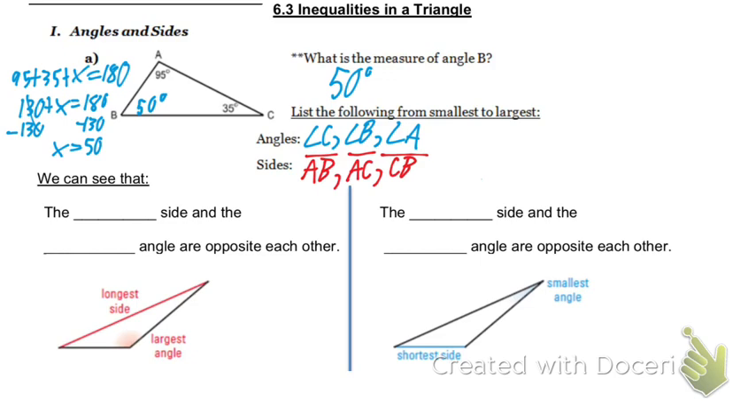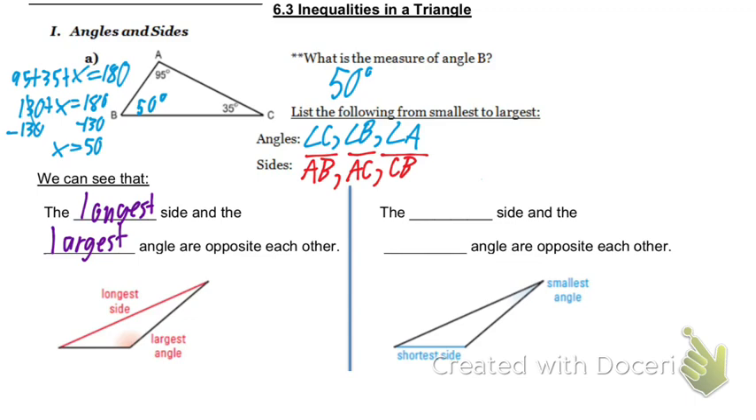So we can see that the longest side and the largest angle are opposite each other. Okay? So the biggest angle produced the biggest side opposite it.